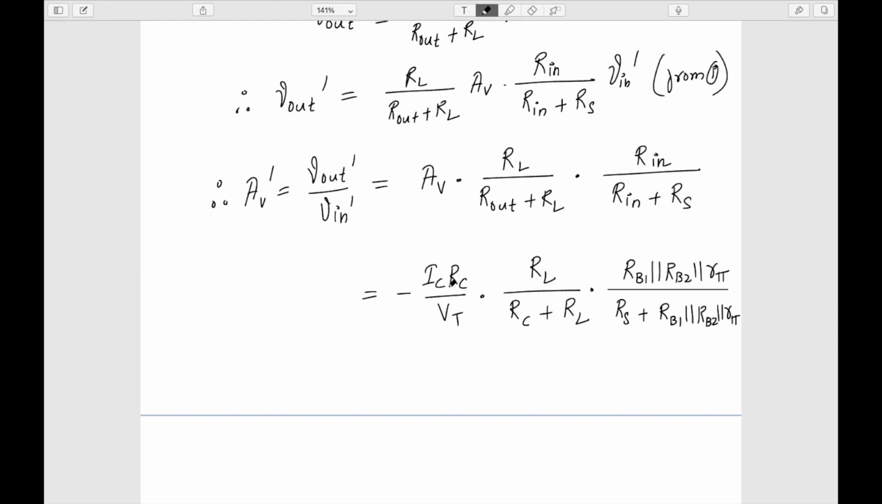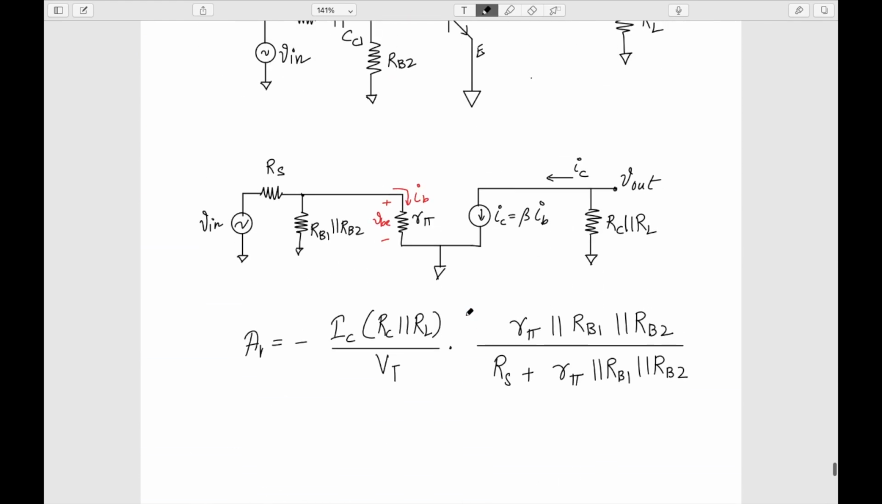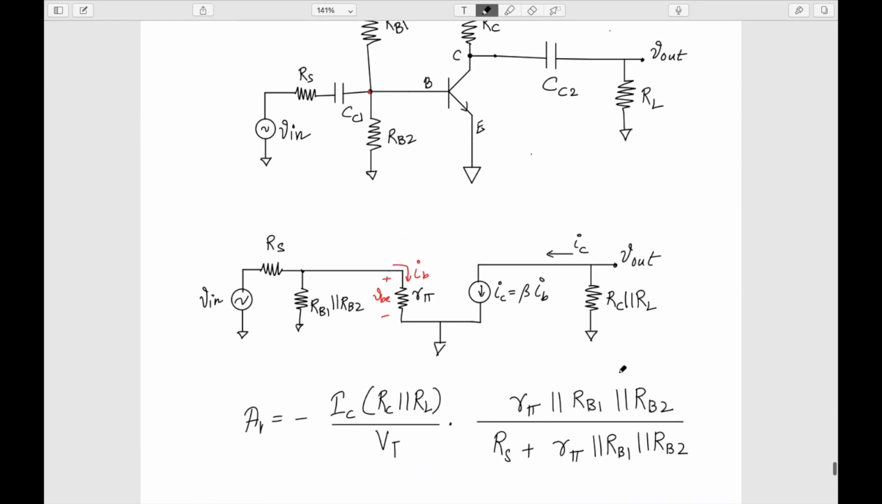So if you see here, if I just bring this term RC here, right, just from this position to this position, you will see that this is nothing but RC parallel RL. So finally what I'll get here is minus IC by VT into RC parallel RL, okay, into this whole term which is RB1 parallel RB2 parallel R pi, over RS plus RB1 parallel RB2 parallel R pi. Okay, so now if we observe this gain, which is AV dash, okay, this gain expression is same as the one which we had got before, which is this one.